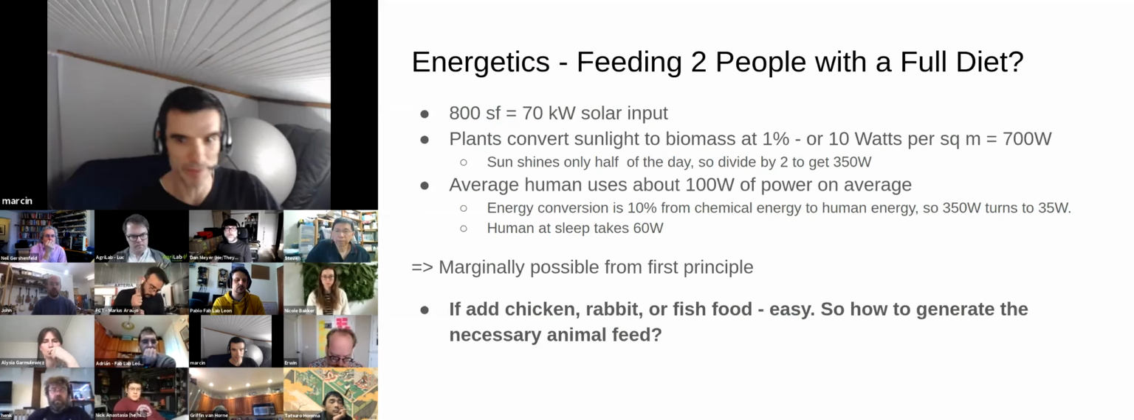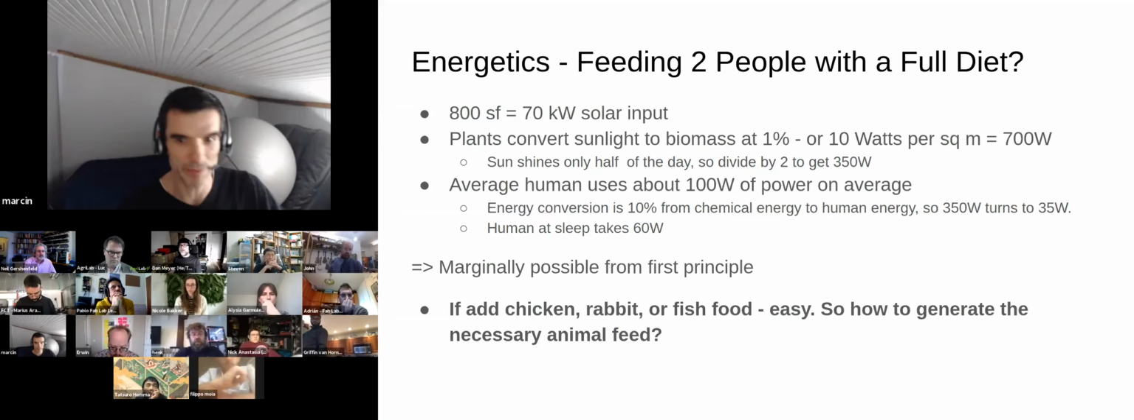Maybe I'll finish with that and then go to questions. But the energetics: the idea there was, can we actually feed 2 people a full diet from the biological production of 800 square feet? That's essentially a greenhouse attached to the front of a house. If you do the math, that's 70 kilowatts of solar input. Plants convert sunlight at 1%, so you get about 700 watts worth of biological chemical energy. The sun shines half the day, so you really have about 350 watts of chemical energy stored.